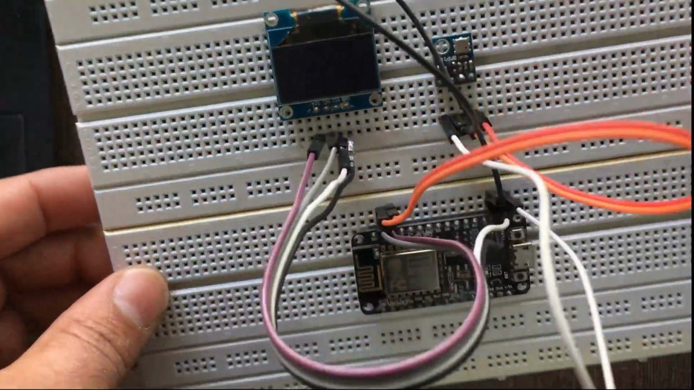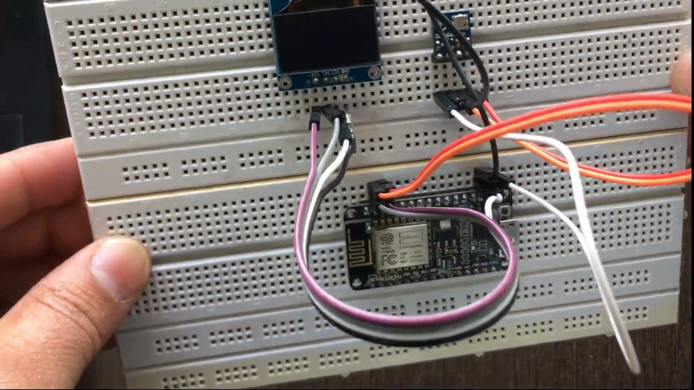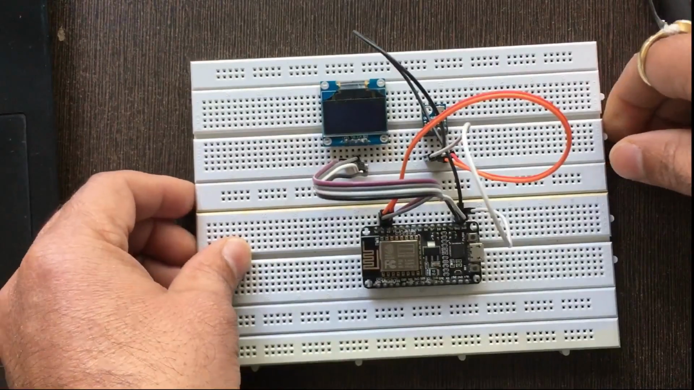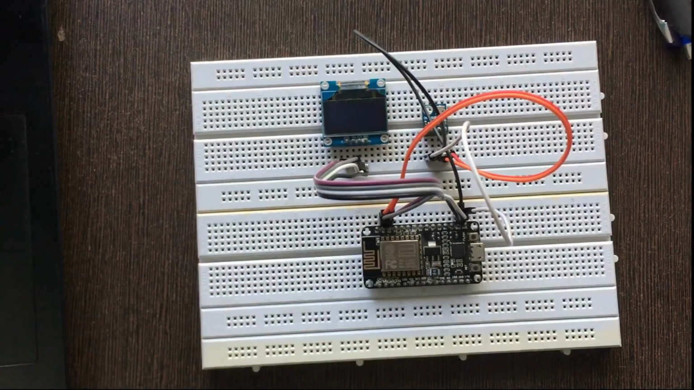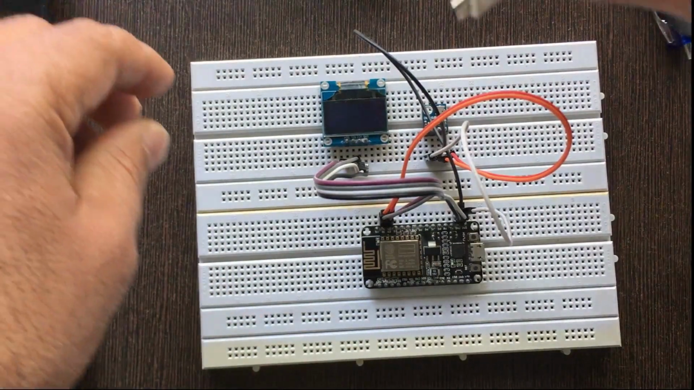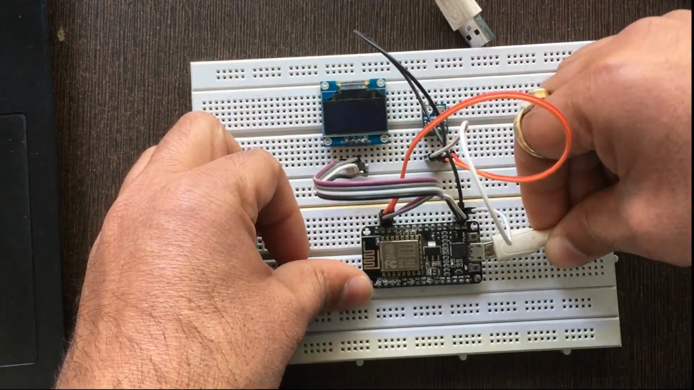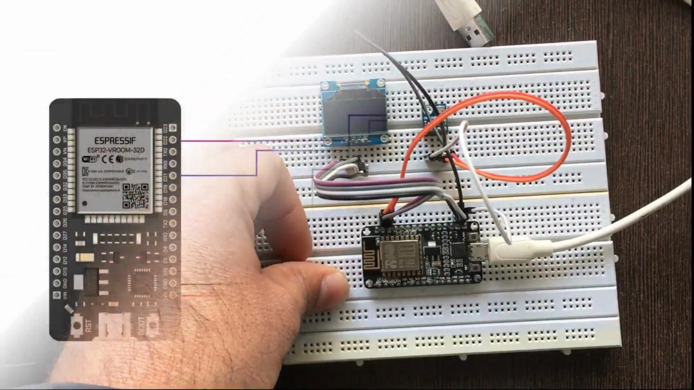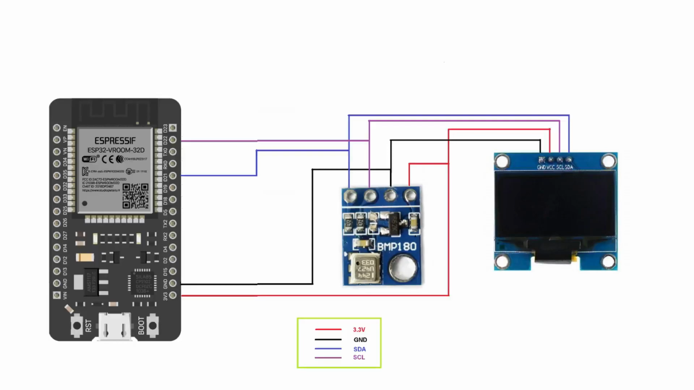If you are getting confused somewhere in connections, then take the reference from the circuit diagram. And guys who are using an ESP32 board in this project, remember that pin number 21 is SDA and 22 is SCL pin in the ESP32 board.